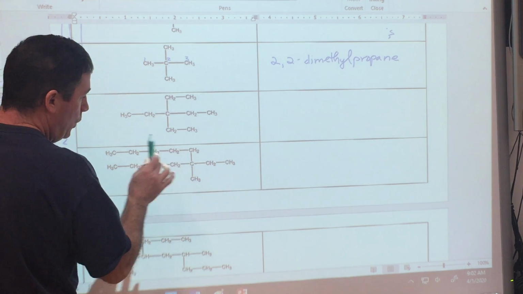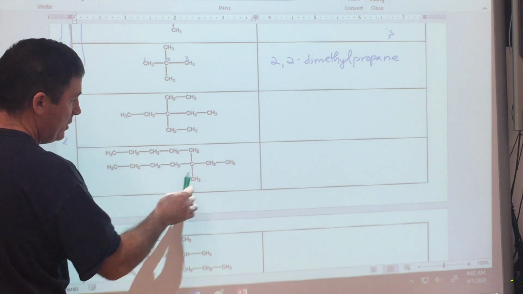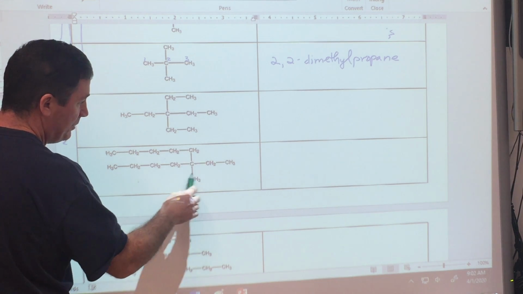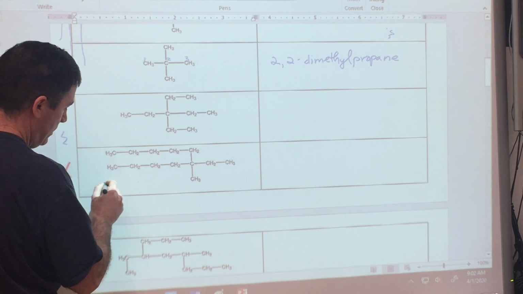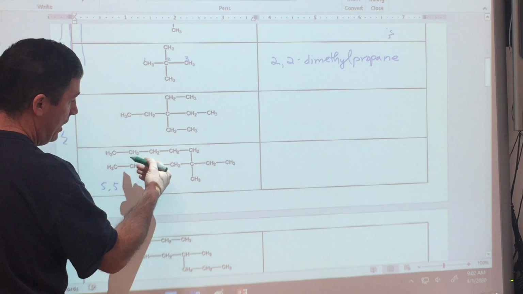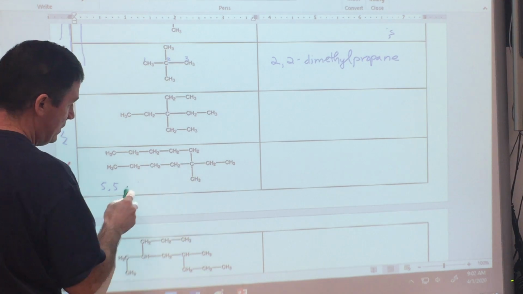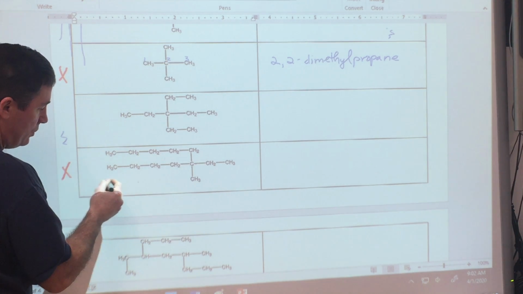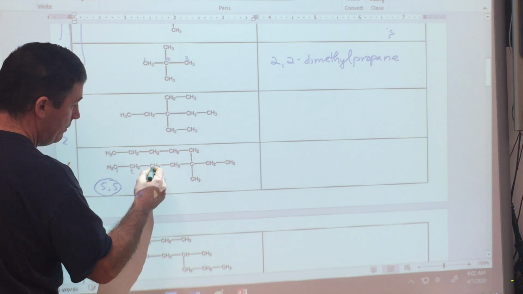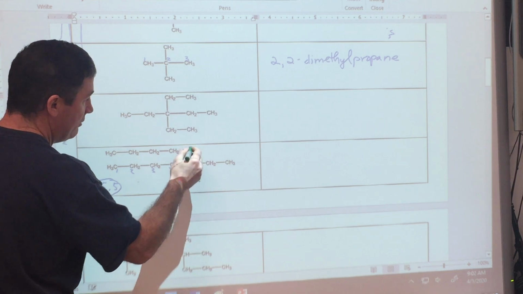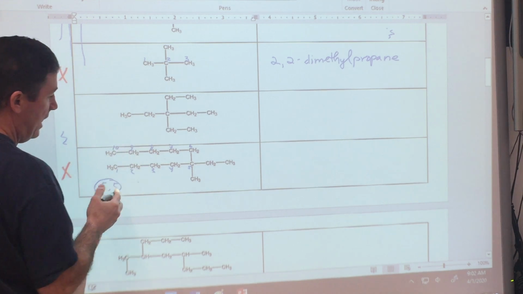So, which way do I number? From bottom to top, 1, 2, 3, 4, 5. So I've got 2 off of this one, a methyl and an ethyl. So it would be 5, 5 if I went from here around. How about in this direction? 1, 2, 3, 4, 5, 6. It would be 6, 6. So I'm going to choose 5, 5. That means I'm counting from the bottom up. 1, 2, 3, 4, 5, 6, 7, 8, 9, and 10.